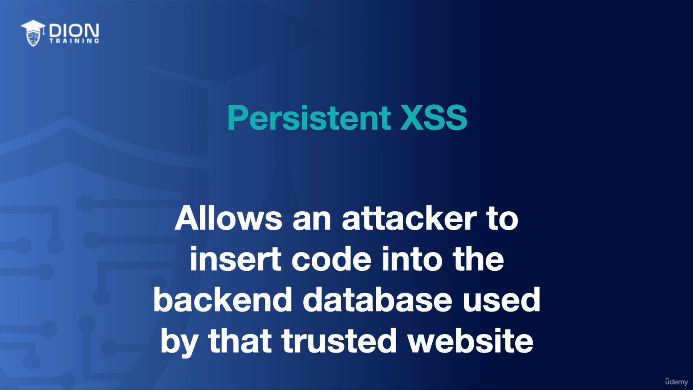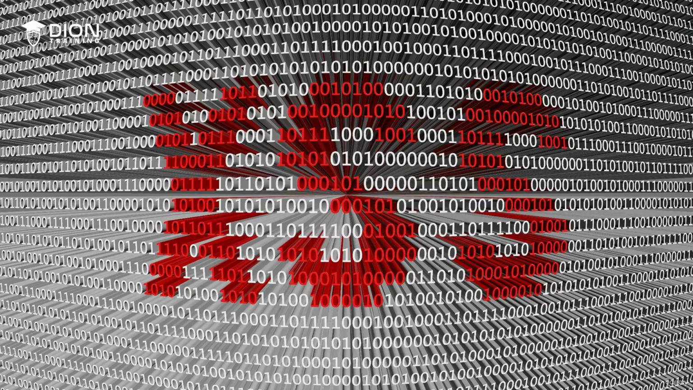Now, there are other types of cross-site scripting attacks though, and these can be more dangerous. For example, a persistent cross-site scripting attack allows an attacker to insert code into the backend database used by that trusted website. By doing this, the attacker doesn't have to wait for somebody to actually click on a link anymore because the malicious code is now embedded into that website's database. Anytime a user loads the page or content from the database, they're going to be loading the persistent cross-site script as well. Now, both persistent and non-persistent cross-site scripting attacks are considered forms of server-side scripting attacks because it's the server that is executing the scripts that we're injecting.